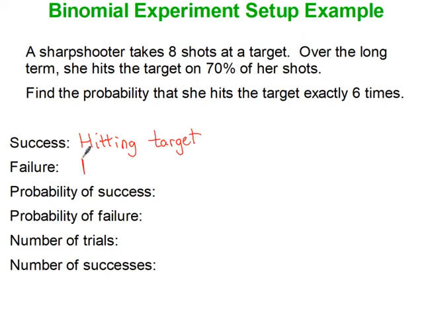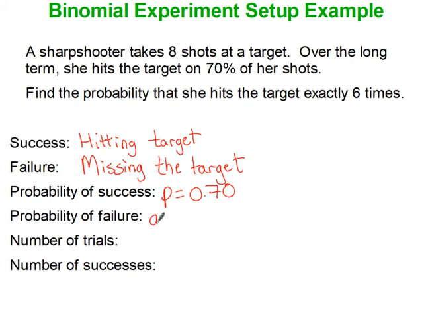So success would look like hitting the target. Failure would be missing the target. Probability of success, or P, is 70% because we've seen over time that she hits the target 70% of the time. Her probability of failure is 1 minus that 70%, or 30%, or 0.3. The number of trials, she's going to take 8 shots, and we're looking for the probability of her getting r equal to 6 successes, or 6 hits.